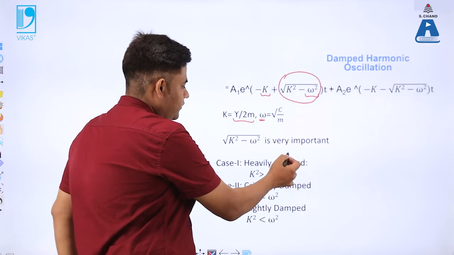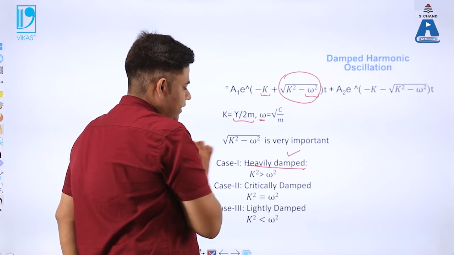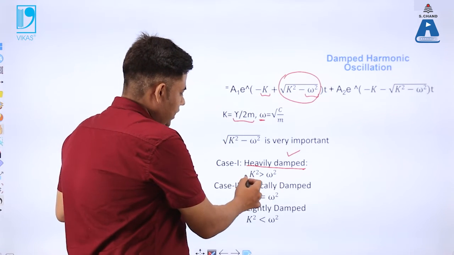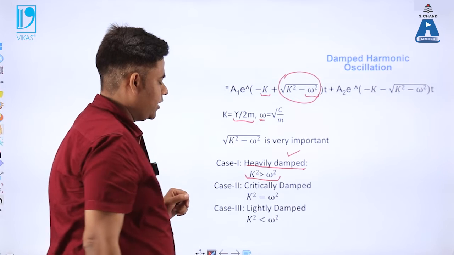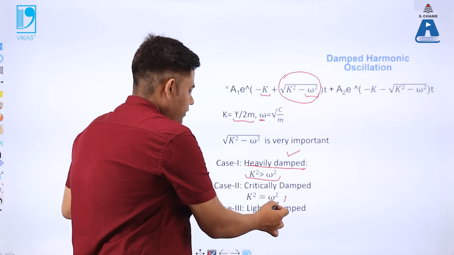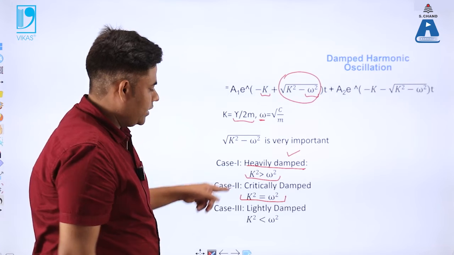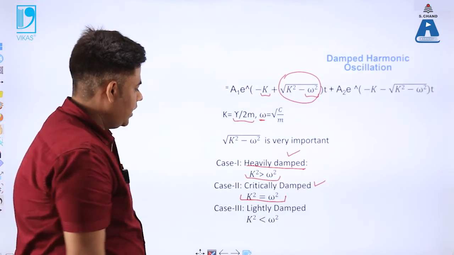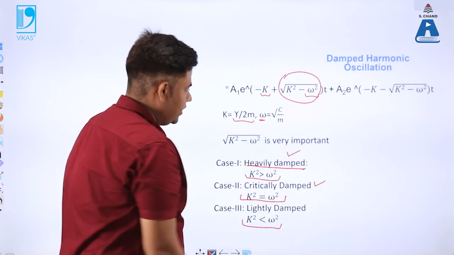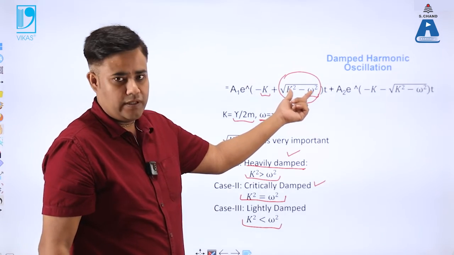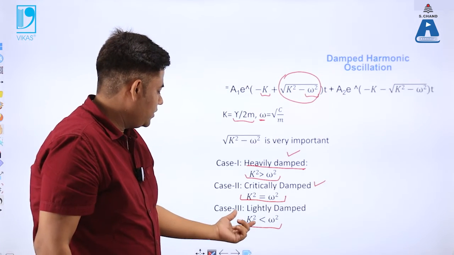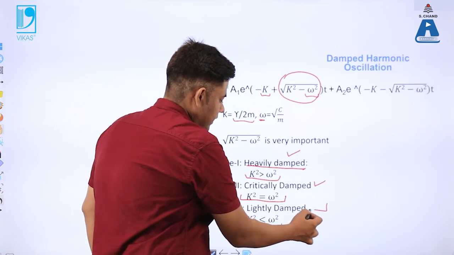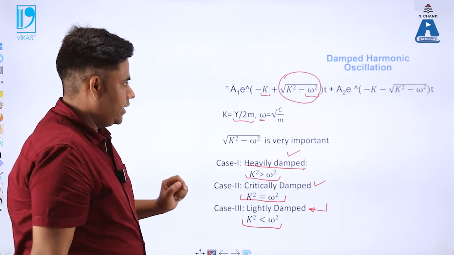Let us say if we want to have oscillations of the type heavily damped, I need to have this expression as positive. That means k square is greater than omega square. And when k square is equal to omega square, I name that particular type of system as critically damped. And when k square is less than omega square, that means this thing is negative, then the type of oscillations produced is lightly damped oscillations. So this is the case.